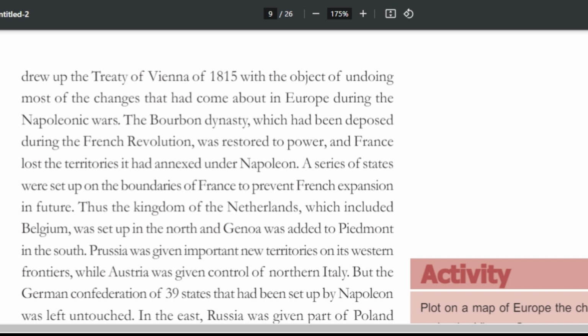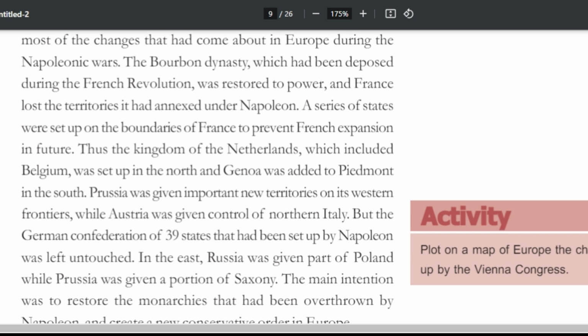The Bourbon dynasty, which had been deposed during the French Revolution, was restored to power, and France lost territories it had annexed under Napoleon. A series of states were set up on the boundaries of France to prevent French expansion in future. Thus, the Kingdom of the Netherlands, which included Belgium, was set up in the north, and Genoa was added to Piedmont in the south. Prussia was given important new territories on the western frontiers, while Austria was given control of northern Italy.